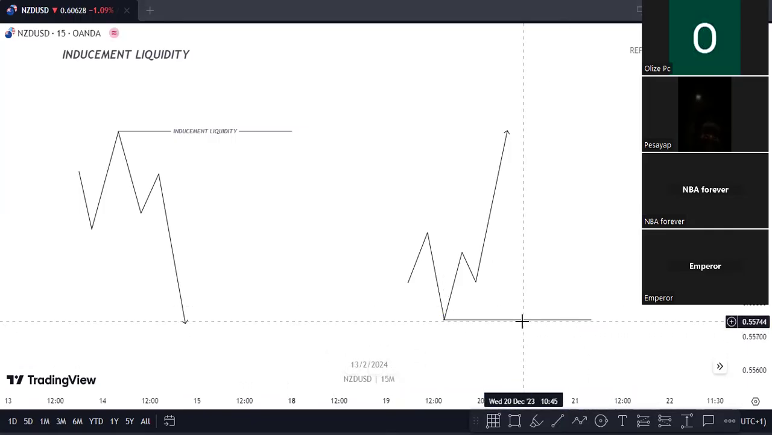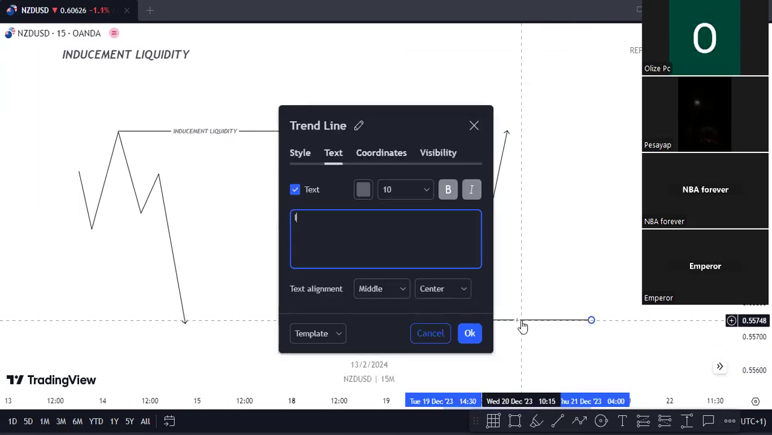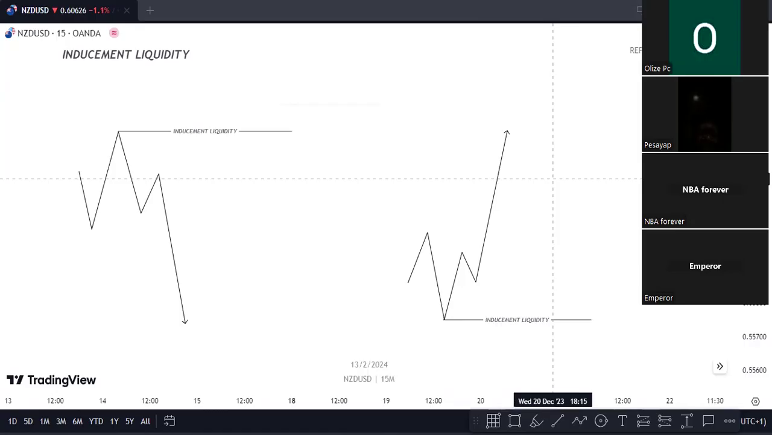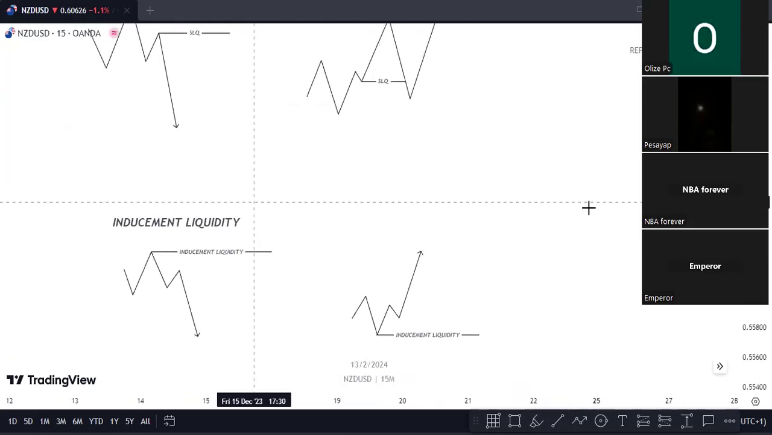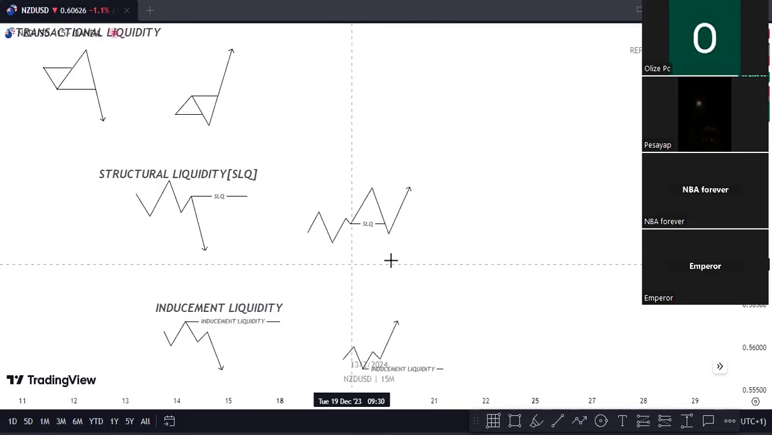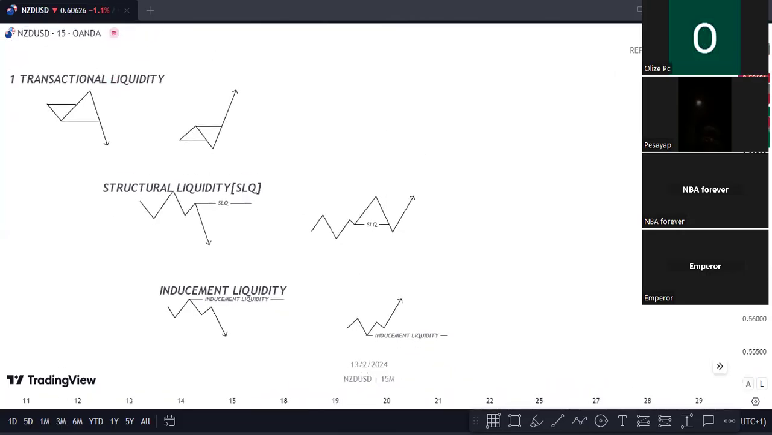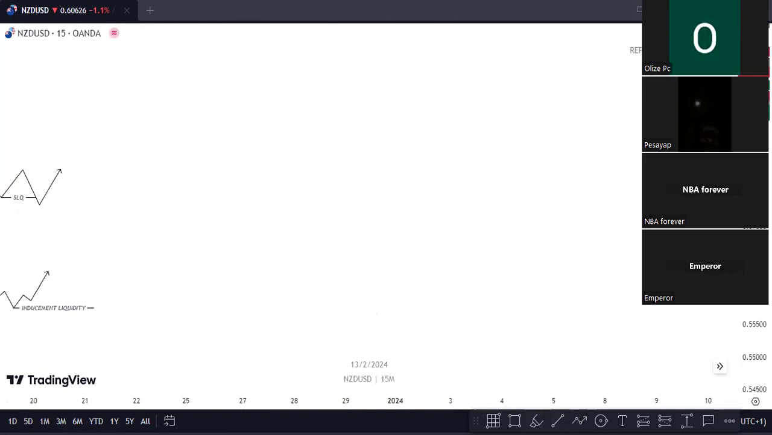So this here, a strong low, in the case of this scenario, a strong low is your inducement liquidity. And these three work hand in hand: the structural, your inducement, and transactional liquidity. They all work hand in hand. This is a market structure.